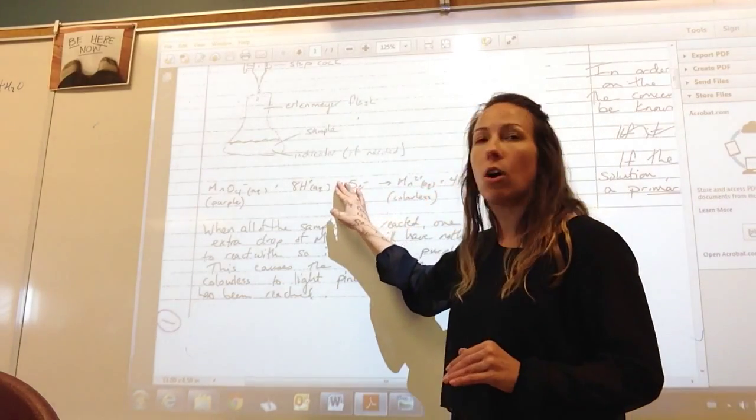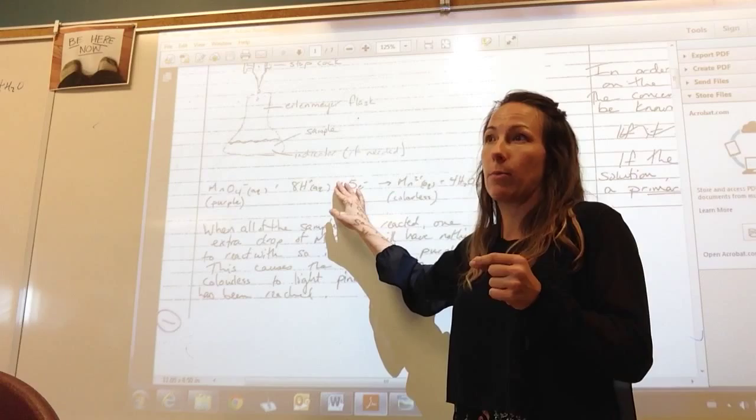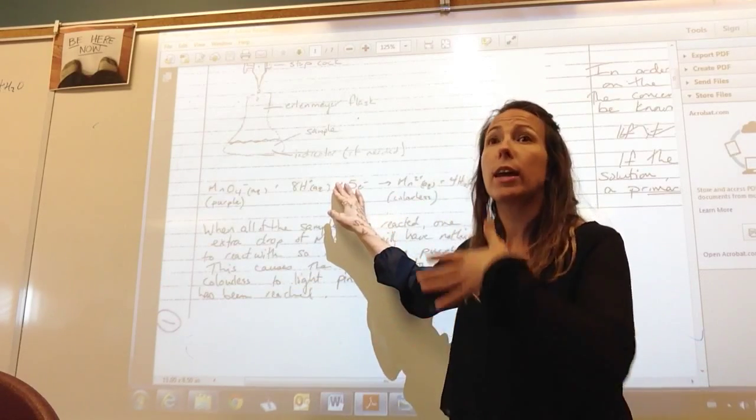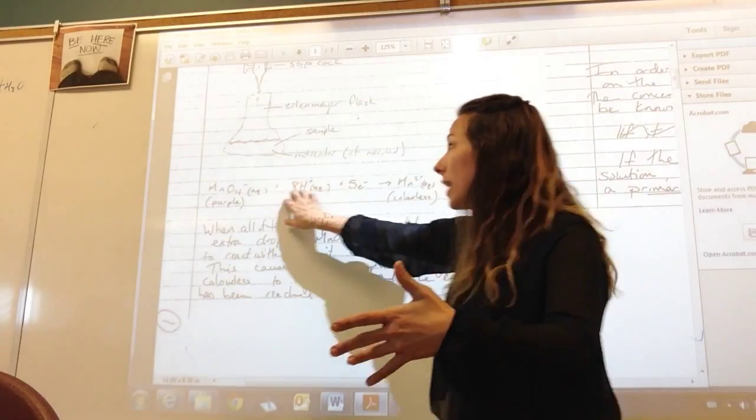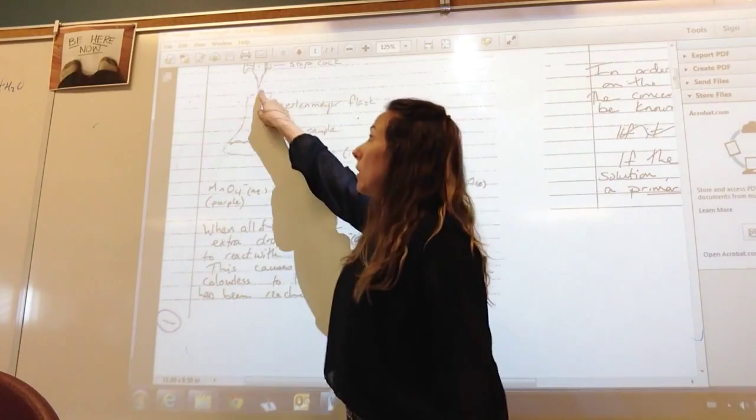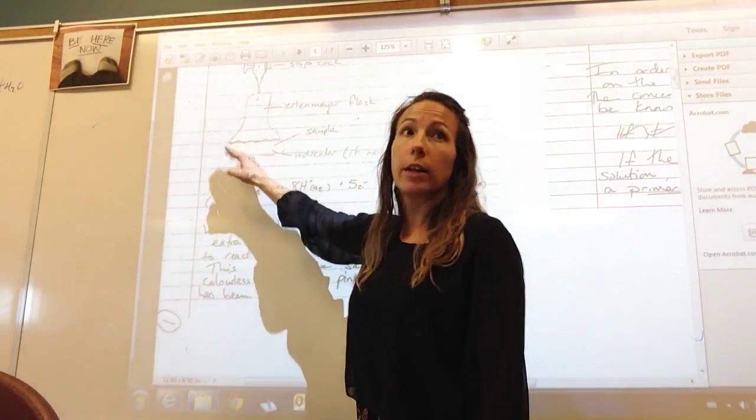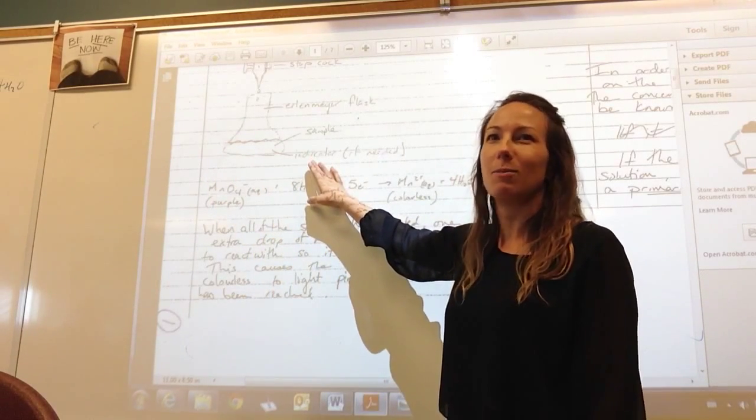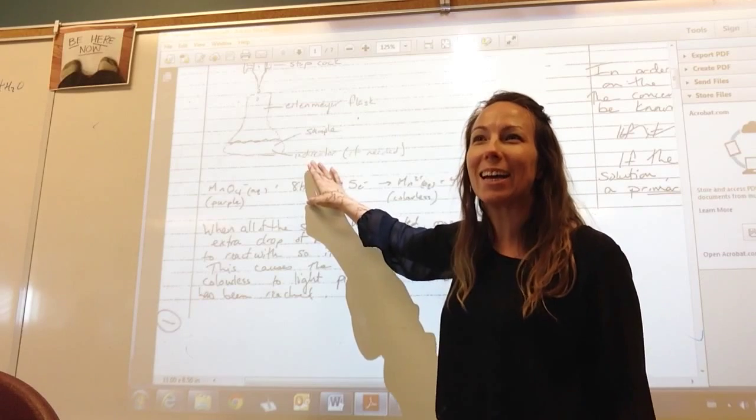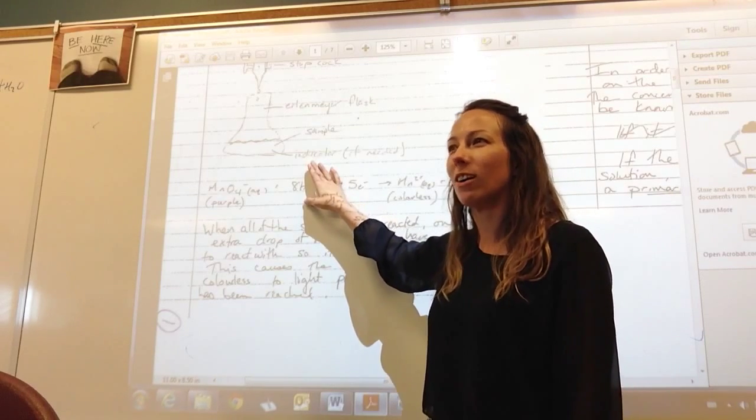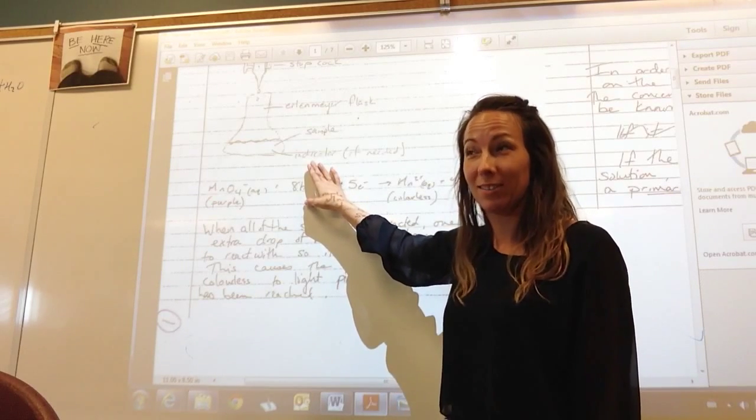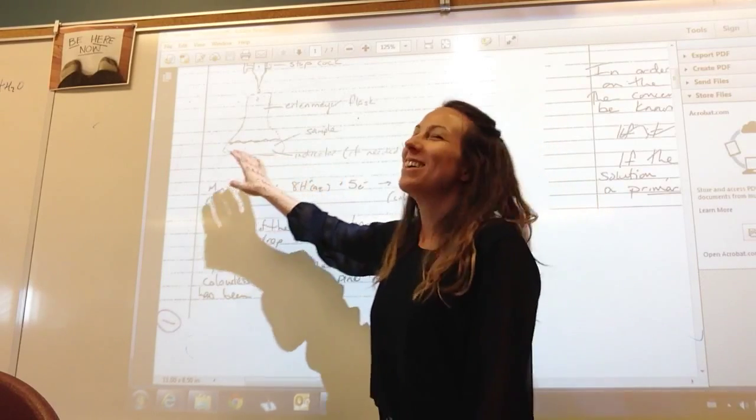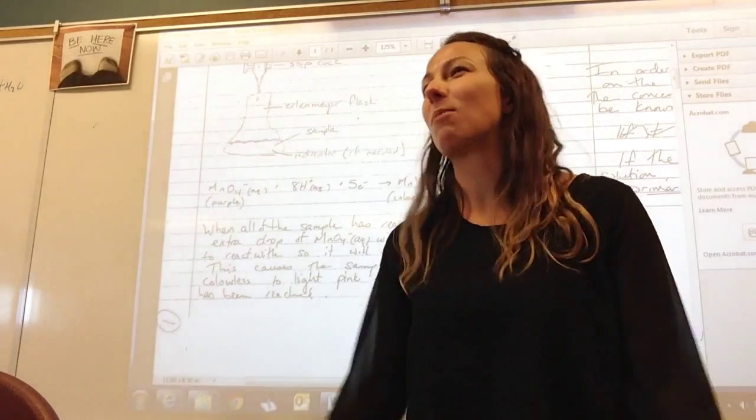When the sample's all gone, when the chemical I have in the sample is all gone, it can't give its electrons anymore. If it can't give its electrons anymore, this reaction can't happen. So you add 1 drop of purple, and the solution turns pink. Why pink and not purple?